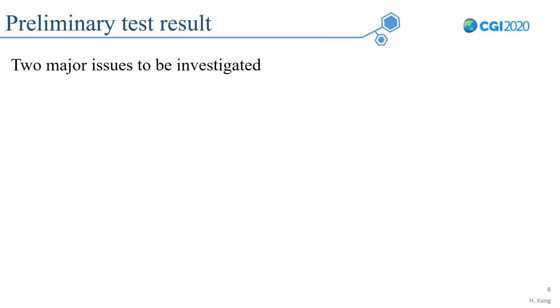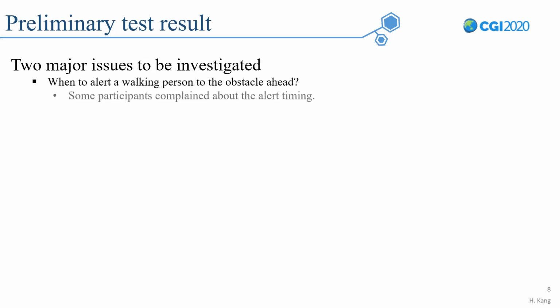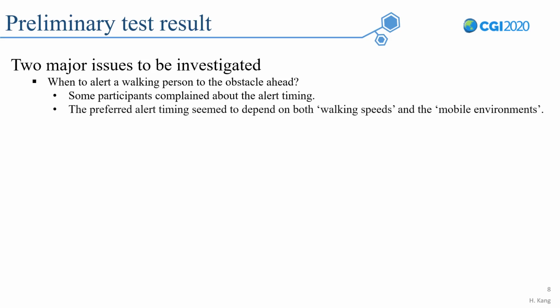Through the preliminary test, we identified 2 major issues to be investigated further. The first is when to alert the walking persons to the obstacles ahead. In our prototype, the alert was given when the distance to an obstacle became 3 meters or shorter. However, some participants complained about the alert timing. We observed that the preferred alert timing seemed to depend on both walking speeds and the mobile environments.